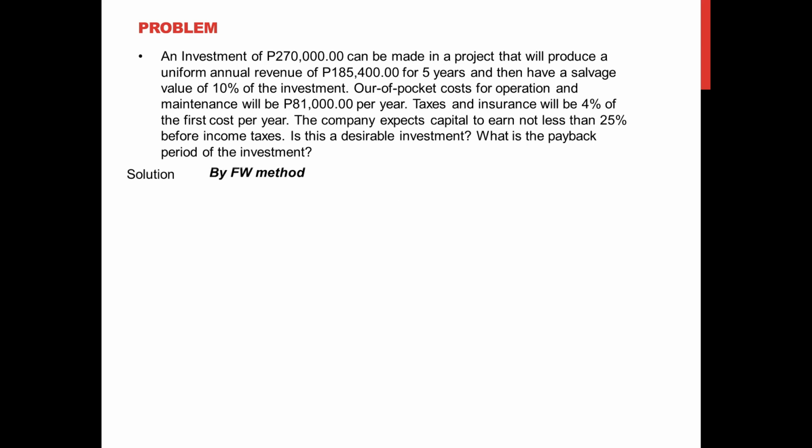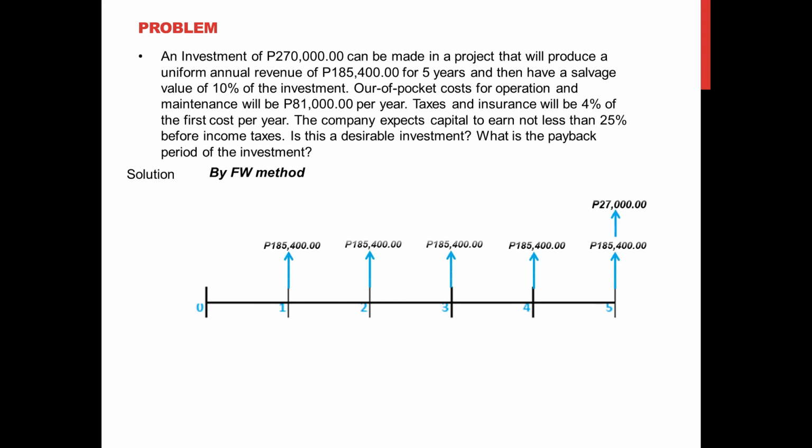Now moving on to the future worth method. Again, we reflect all our cash inflows. On the cash inflows, we have a yearly collection or a yearly income revenue of 185,400. And on the last year, we have 27,000 as the salvage value, which is 10% of the first cost.